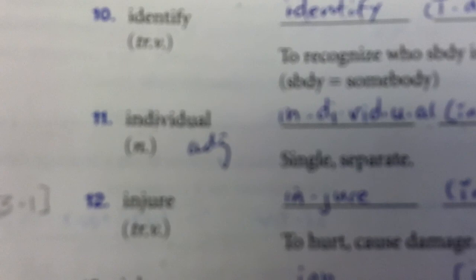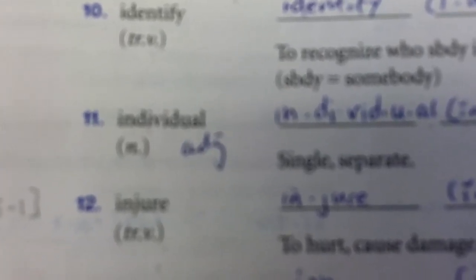And the pronunciation is individual. Individual. How many syllables do we have? Five. Right. And where's the stress? Three. Five, three.